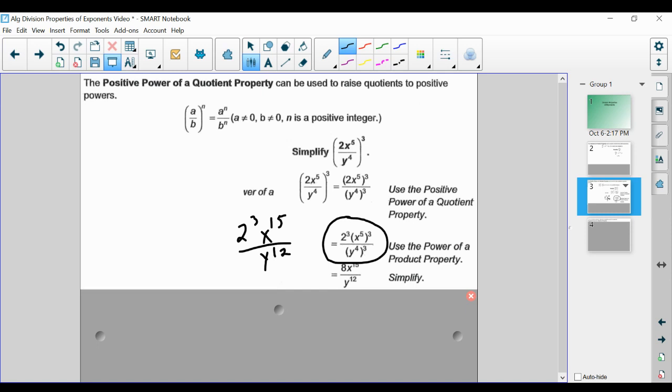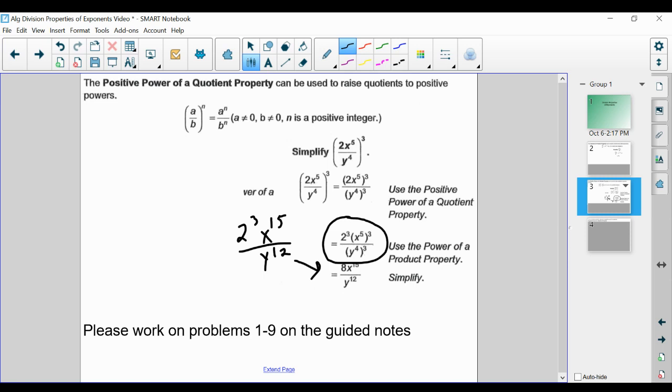That is fine. Whichever method, whichever way you want to get there, we're still going to end up with the same answer. So just make sure that we're thinking about the properties and thinking about the rules of these exponents as we are simplifying. Awesome job. With this in mind, please work on problems 1 through 9 on the guided notes and resume when you're ready to move on.